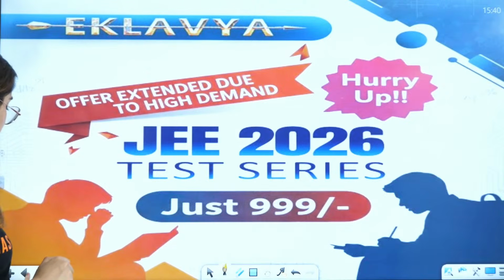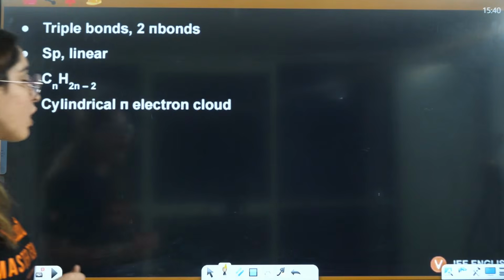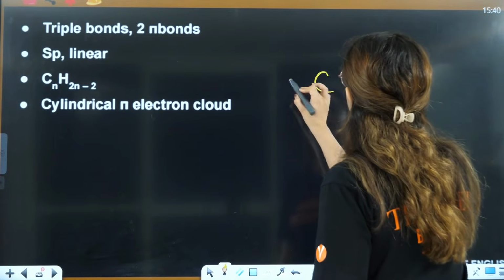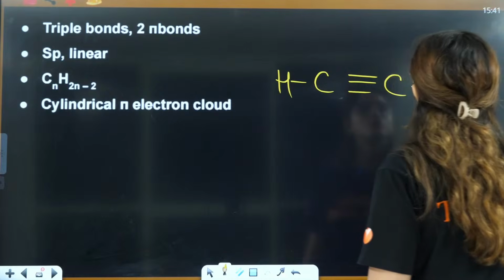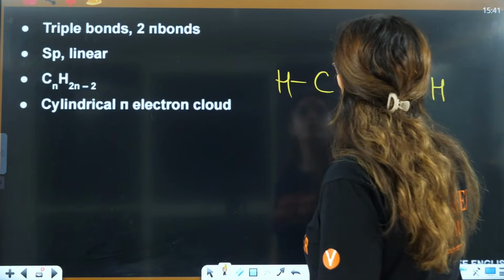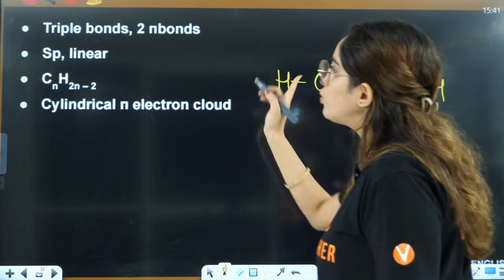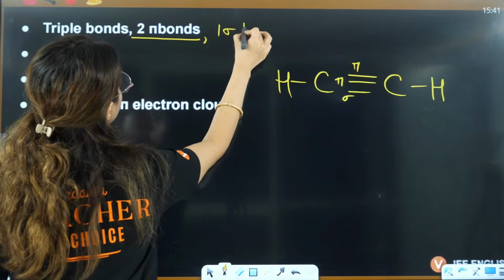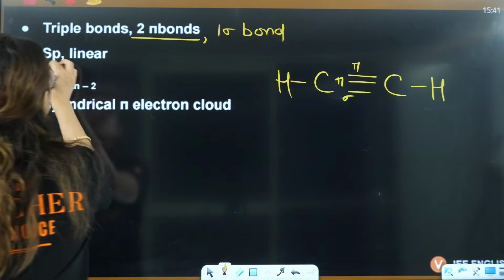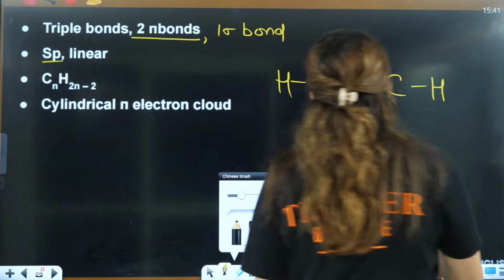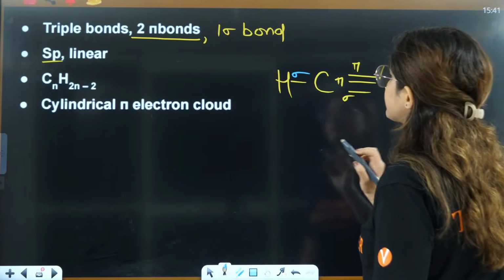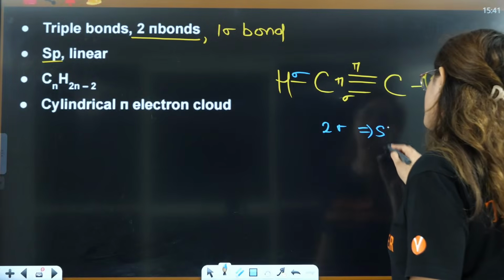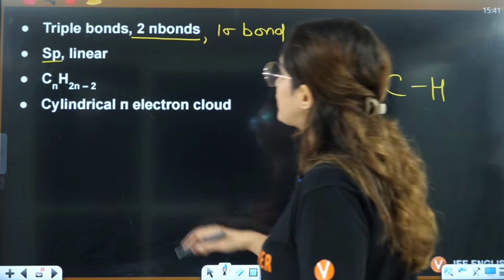Now let's talk about what is alkyne, guys. Alkyne is a triple bond, right? You have a triple bond here, that is alkyne. So in alkyne you have 2 pi bonds and 1 sigma bond. Why is it sp? Because carbon overall has 2 sigma bonds, that means it is sp hybridization. That means it will be linear.